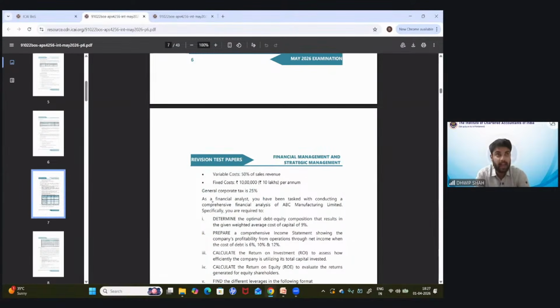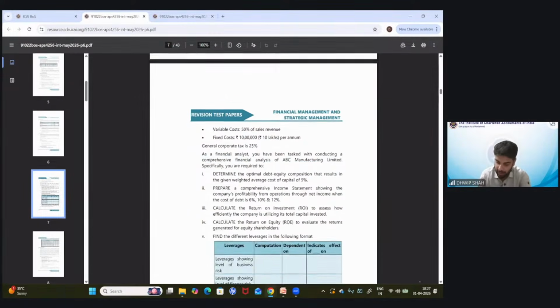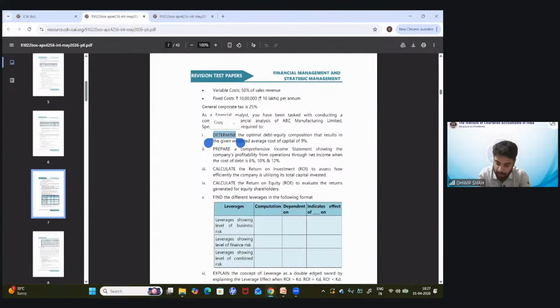ठीक है. As a financial analyst you have been tasked with conducting a comprehensive financial analysis of ABC manufacturing. See, यहाँ पे they have not just asked to calculate leverage, they have asked to undertake comprehensive financial analysis. And उसमें हमें क्या क्या ढूंढना है? तो फर्स्ट, determine the optimal debt equity composition that results in a given weighted average cost of capital of 9%.